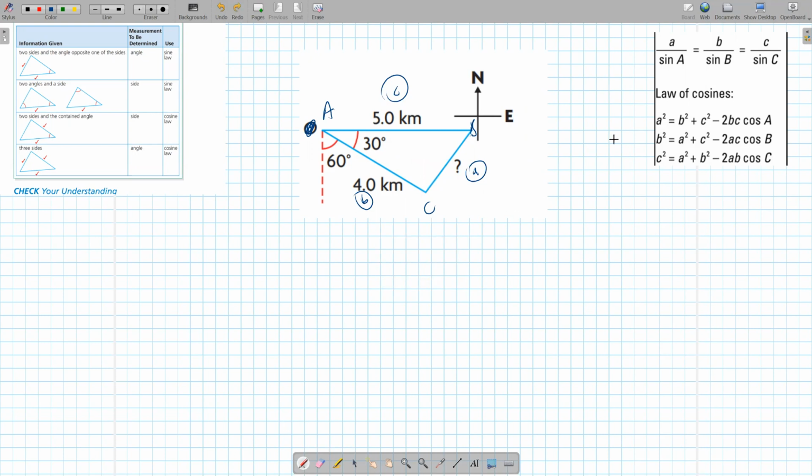And again, in this one, A is missing. So let's set this up. A squared equals B squared plus C squared minus 2 times 4 times 5 times cosine of 30. Like that. How do we solve this for A? Now you notice, you can just plug it in a calculator because the unknown is on the left side. It's already set up nicely for us.